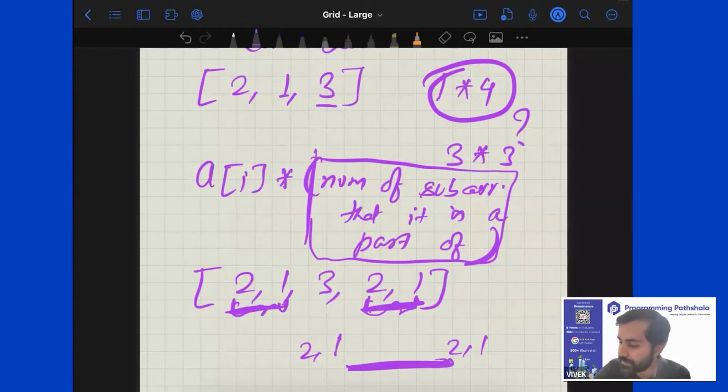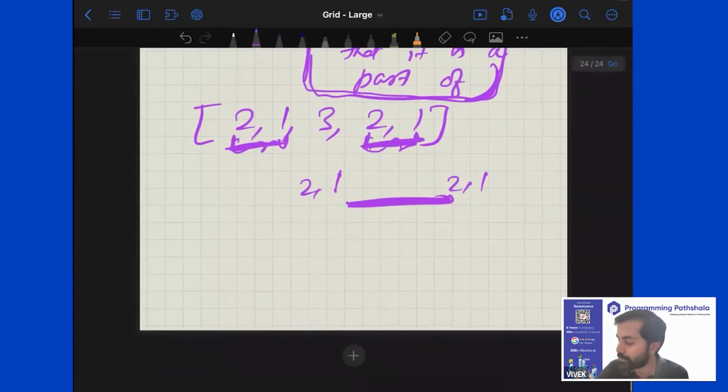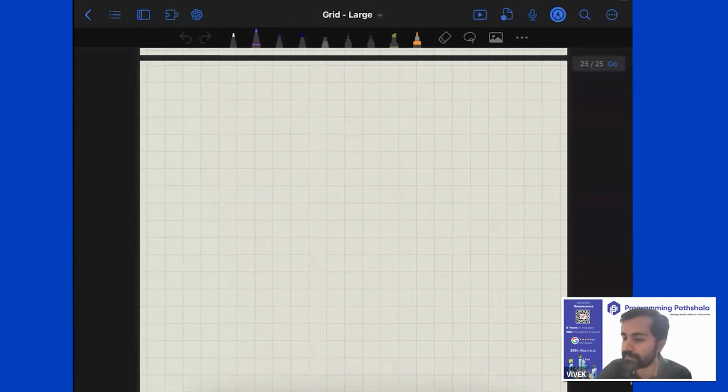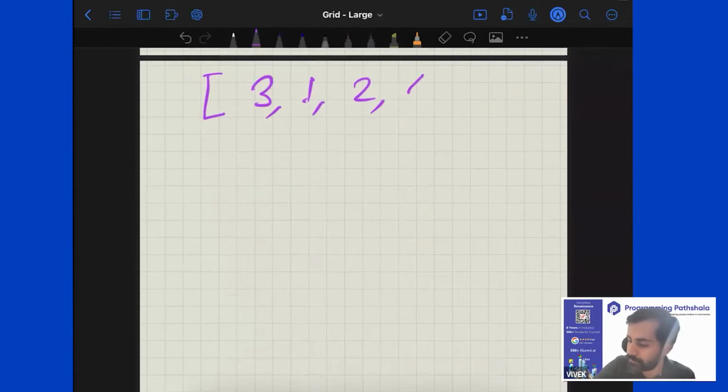Okay, let's focus our attention on the major part, which is this. How do I get to know how many subarrays an element is going to be a part of? So listen to it very carefully because this is the most important point. This is the heart and soul of what we are discussing. So let's say you have an array which is like 3, comma 1, comma 2, comma 4.